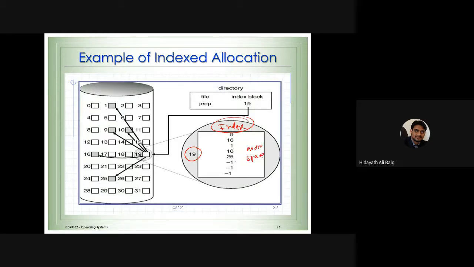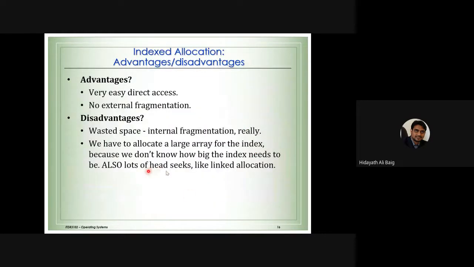That's why you can see -1 here, because this is all space given for that particular block. So this is all waste. That's what they are telling here, internal fragmentation. And the second point, please remember: except the first method, all the other methods have a lot of head seeks.